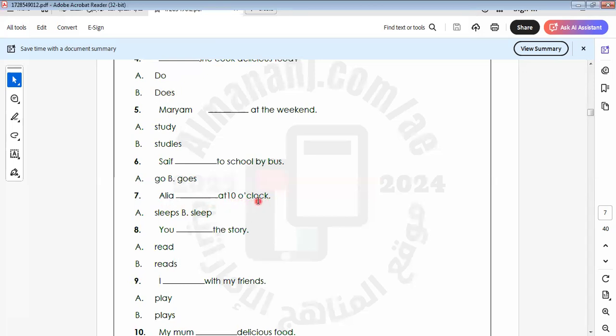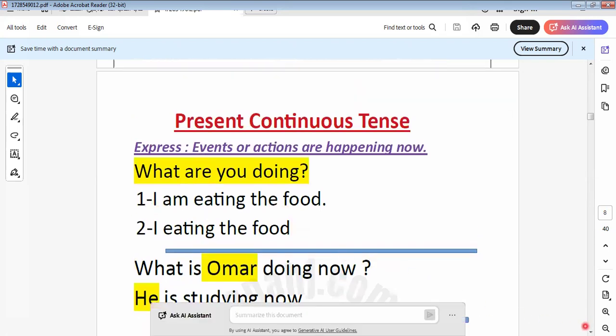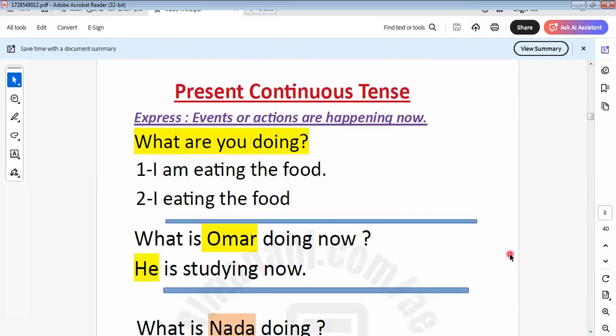Ali sleeps at 10 o'clock. So this is called a routine. Routines, habits and facts are described using what? The simple present tense form. So Ali sleeps. I will leave the rest for you to do by yourself at home as homework. Now we know how to do this tense.